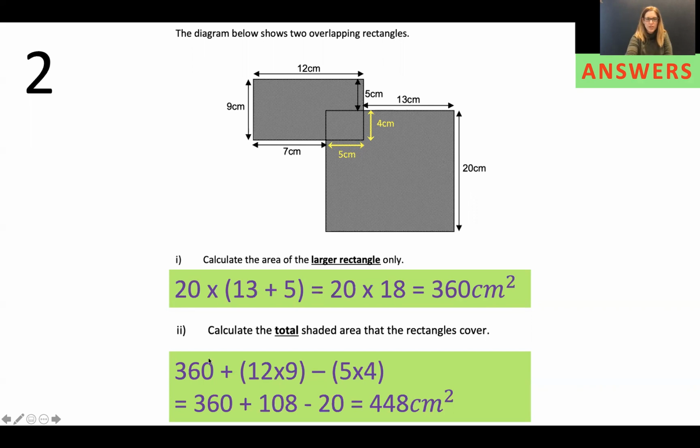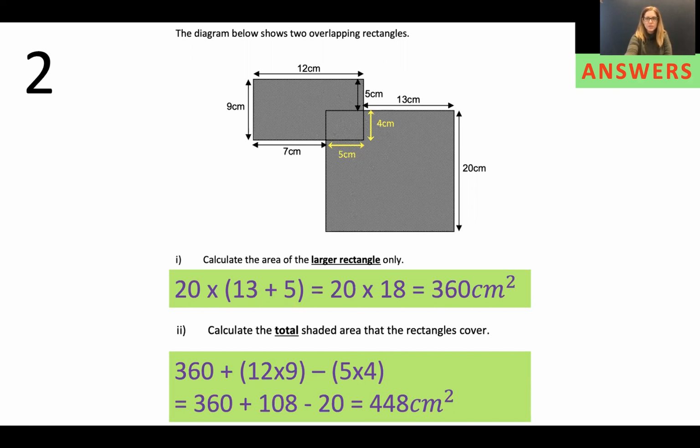Second part of the question, a bit trickier. So now I've got my 360 from my large rectangle. My smaller rectangle is my 12 multiplied by 9. That gives me 108. But I've got to subtract. Look, I've got this overlap here. So I've double counted this. I need to get rid of this. So I need to remove 5 lots of 4, or 20 centimeters squared here, because I've counted it twice. Counted it with both the big rectangle and the small one. So when I subtract that 20, that gives me 448 centimeters squared.